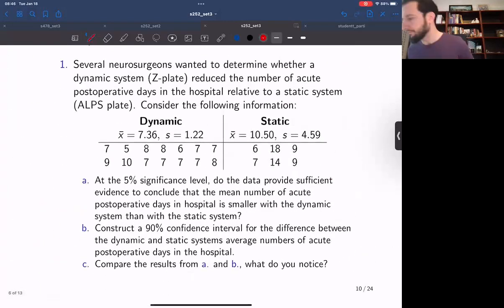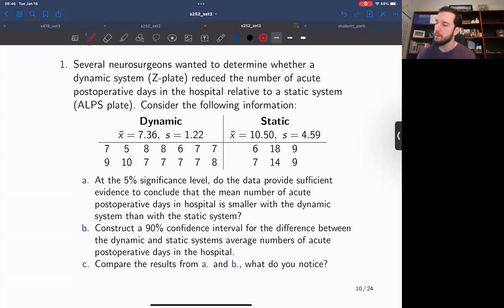All right. So we're going to look at an example now of running a two sample inference. We're going to look at the confidence interval and the hypothesis test, and then we're going to compare the results. So we're going to talk about the relationship between the two.